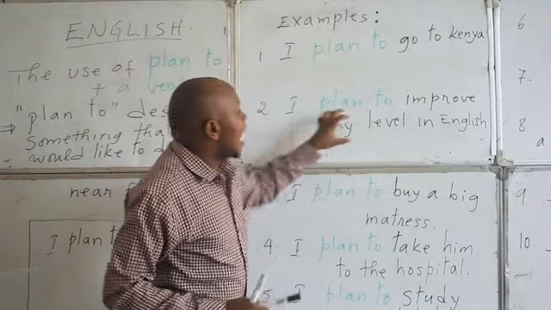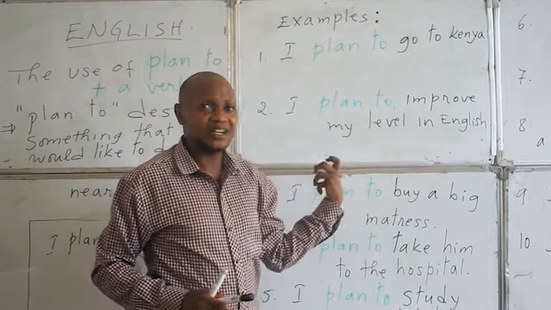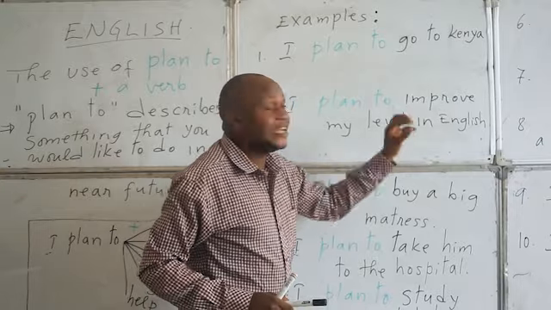Good. You can say I plan to improve my level in English. Good. That's a very good sentence. I plan to improve my level in English.